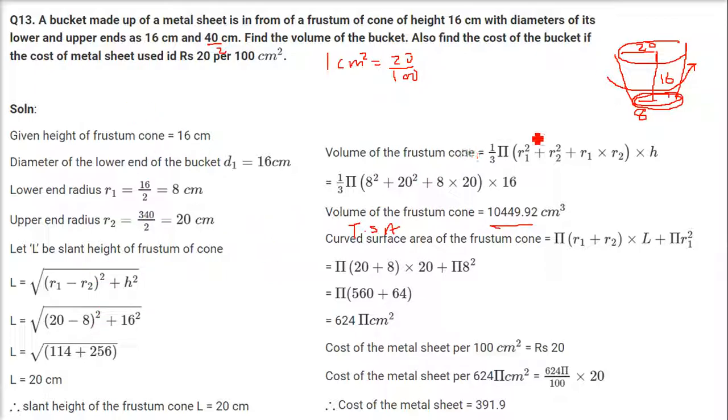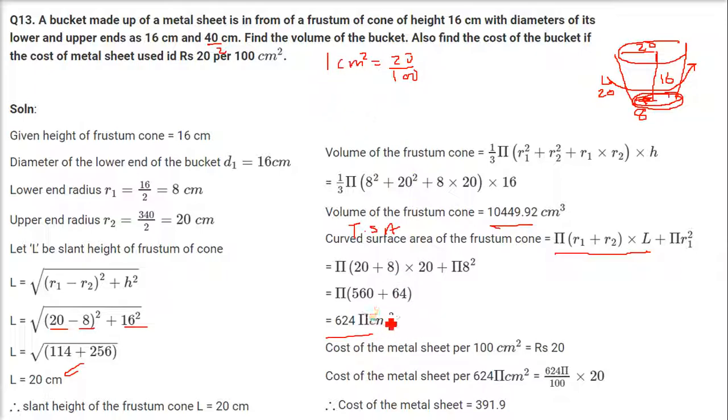So first of all, we have to find out the slant height. Slant height formula is the square root of r1 minus r2 whole square plus h square. This is 20, this is 8, this is 16. So it will come as 20. So we have 20 as the slant height. But we know the formula of the total surface area, that is pi into r1 plus r2 into L and pi r1 square. R1 will be 8. So just compute it, 624 pi.